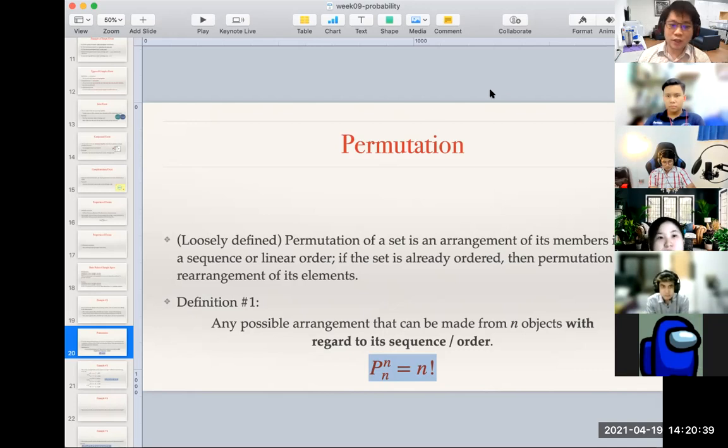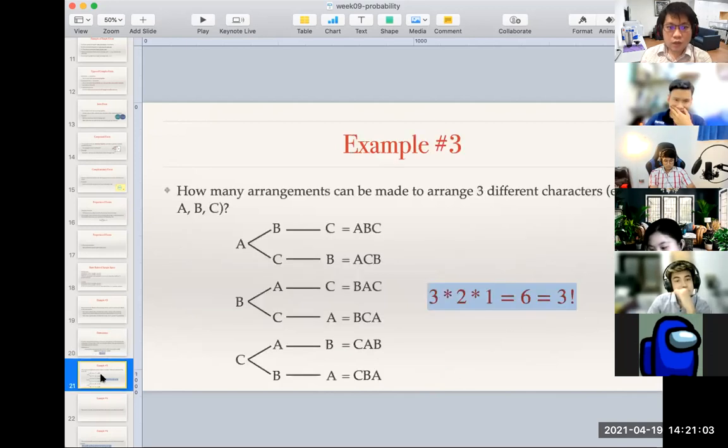So I also give you directly the formula to solve permutation problems, usually denoted in this form: P(n, n), n permutations of n elements, which ends up as n factorial. Let me give you an example: how many arrangements can be made to arrange 3 different characters, for example A, B, and C?